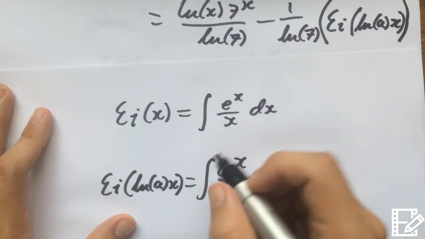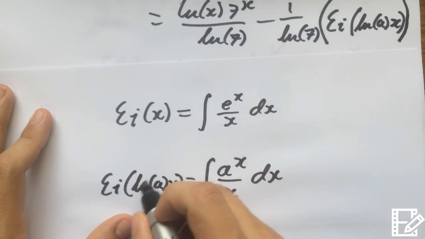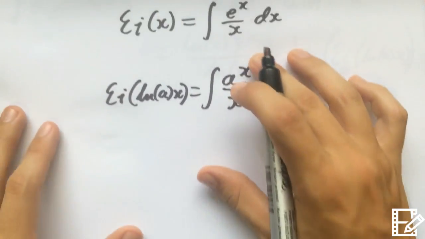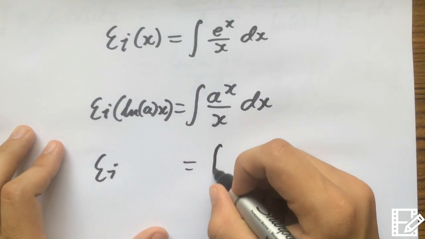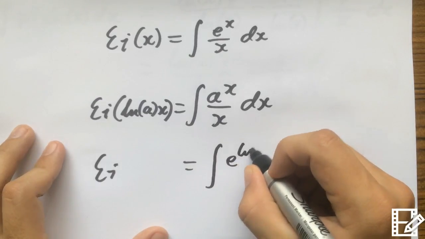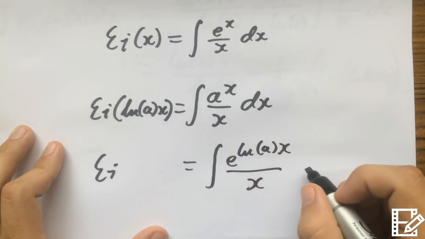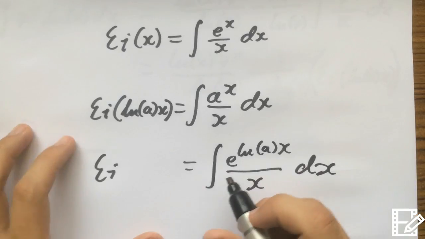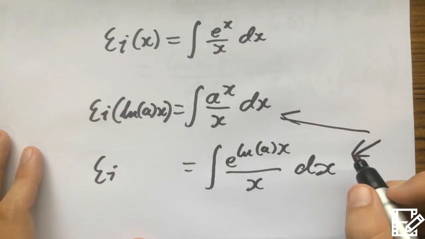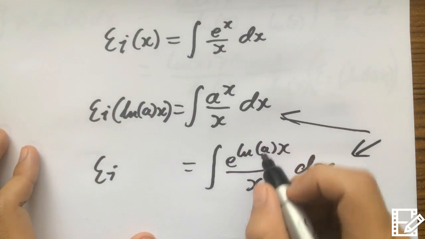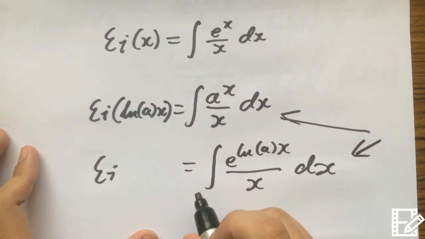Well, how do we get an a here? It looks a bit like this. We have Ei. I'll do this side first. e to the power of ln of a x over x. This right here is the same as that. The e to the power of ln of a, the e cancels out the ln and the ln cancels out the e. That's why we're left with an a to the power of x.